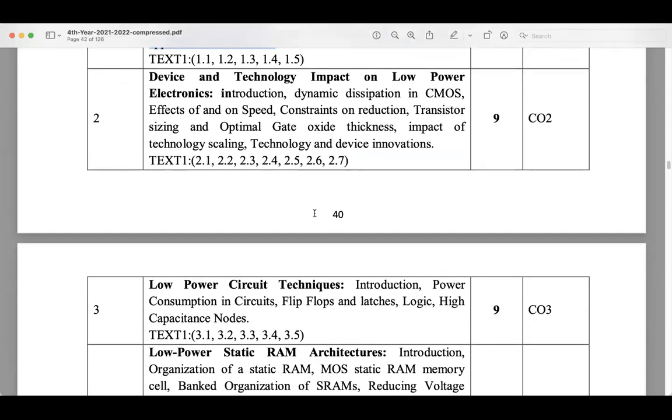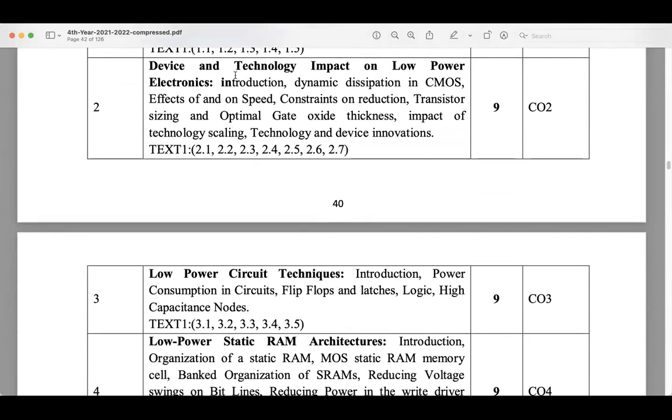In the 2nd module we'll be discussing device and technology impact on low power electronics. When I say technology, remember I was talking to you about the 3 nanometer, 5 nanometer technology, right? That is nothing but the distance that has been maintained between the source and drain. If I say 5 nanometer, that becomes a particular technology. If I say 180 nanometer, that becomes a particular technology.